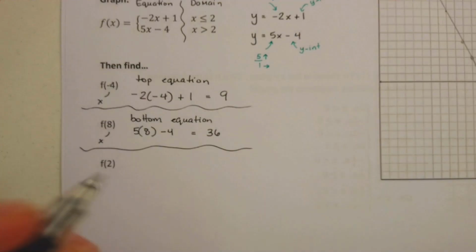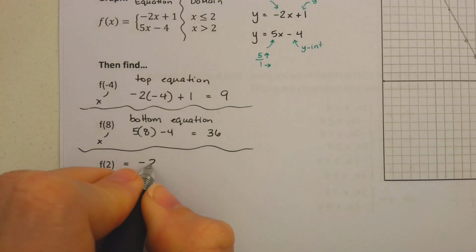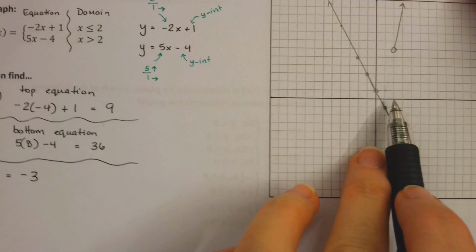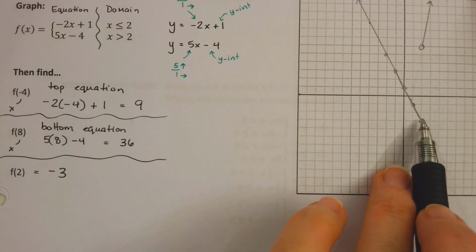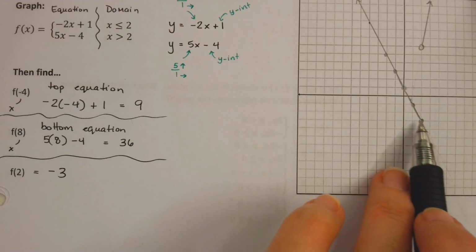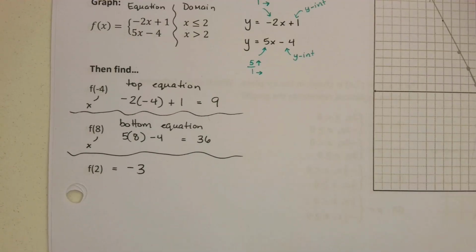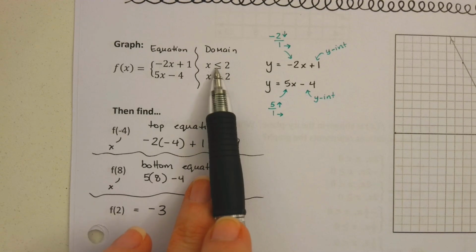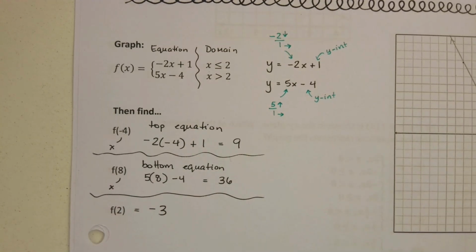It was -3. You could actually see this one just by looking at the graph. You can see this point right here. F of 2 was this closed dot down here at negative 3. But if you wanted to use an equation, you could use the top equation and get the same answer because it's less than or equal to 2.